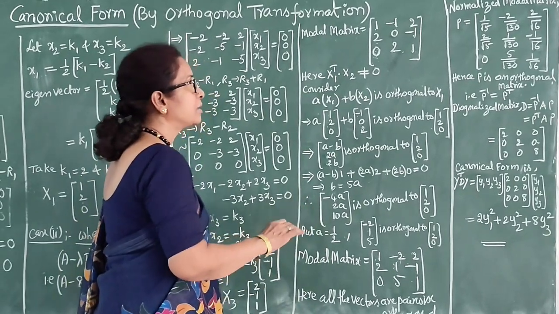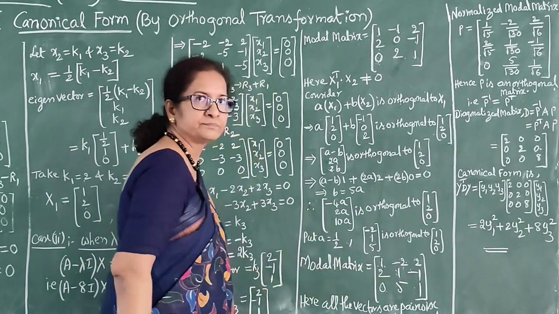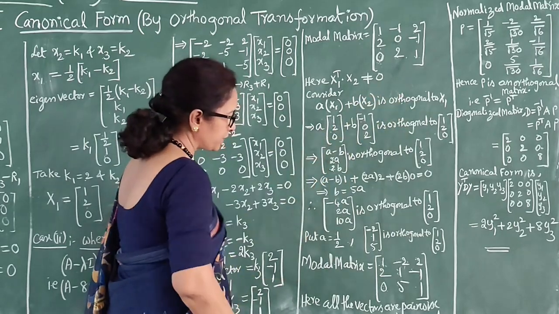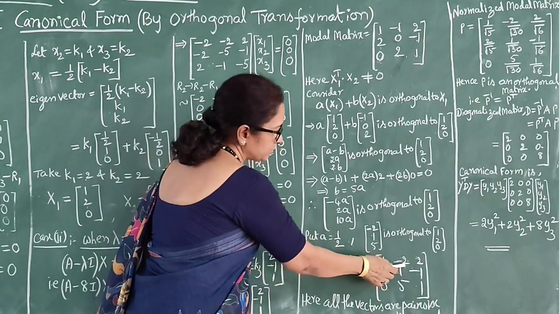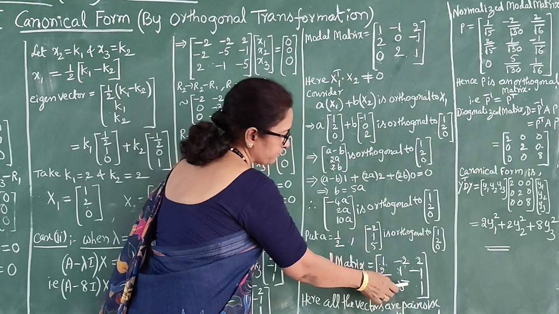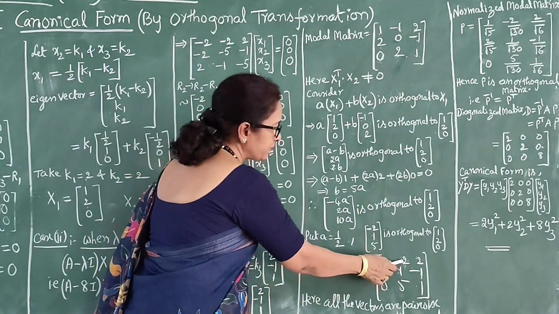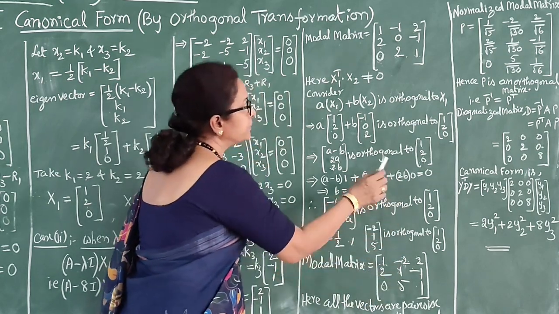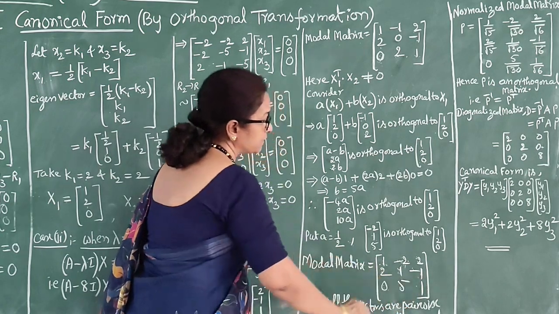So the normalized model matrix is, each element you have to divide with its norm. So 1 divided by its norm root 5: 1 divided by root 5, 2 divided by root 5, 0 divided by root 5. Then the next. The length of this is root of 4 plus 1, 5 plus 25, 30, root 30. So you have to divide each element with root 30. So minus 2 divided by root 30, 1 divided by root 30, 5 divided by root 30. The next one is 2 divided by root 6, minus 1 divided by root 6, 1 divided by root 6.